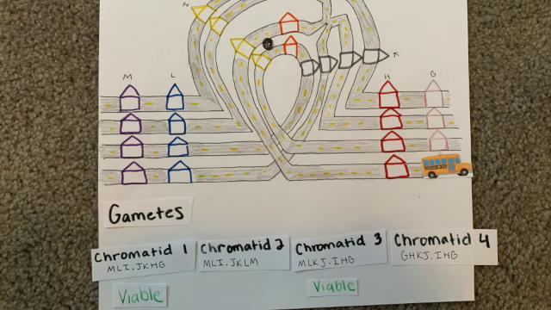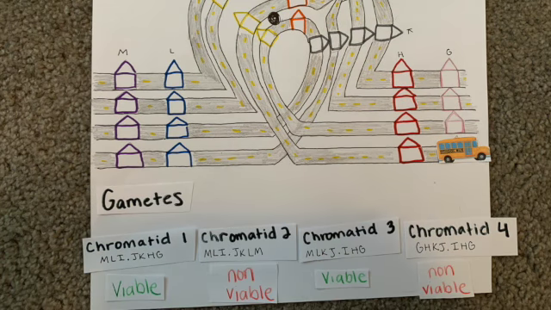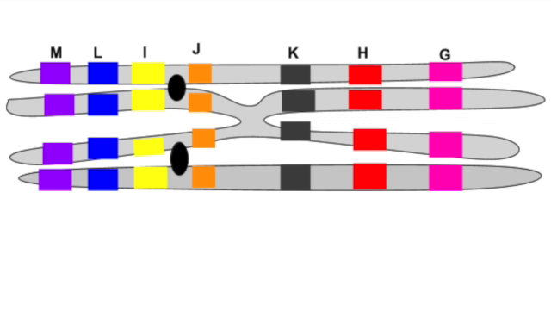Looking at the gametes we created, chromatid or routes 1 and 3 have children from each of the 7 grades or all 7 gene types, meaning the gametes are viable. However, chromatid 2 and 4 left out some of the grades or genes, so they are not viable. Let's look at individual 2's chromosomes.